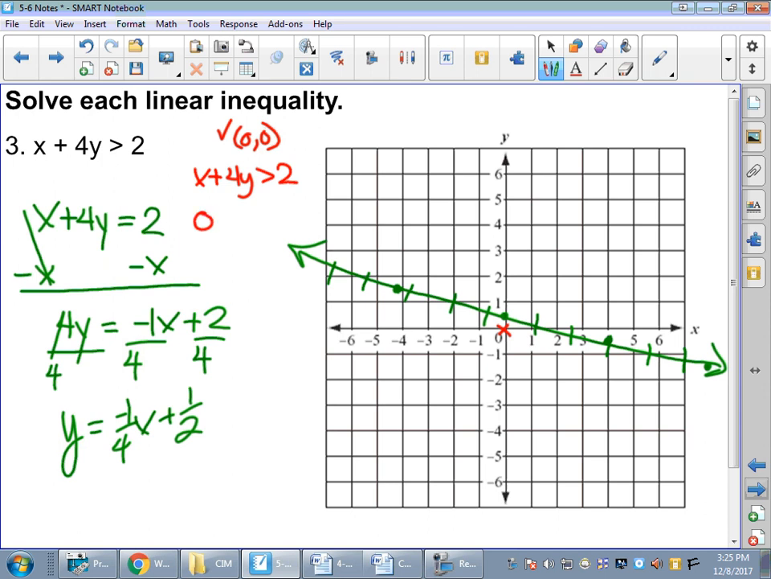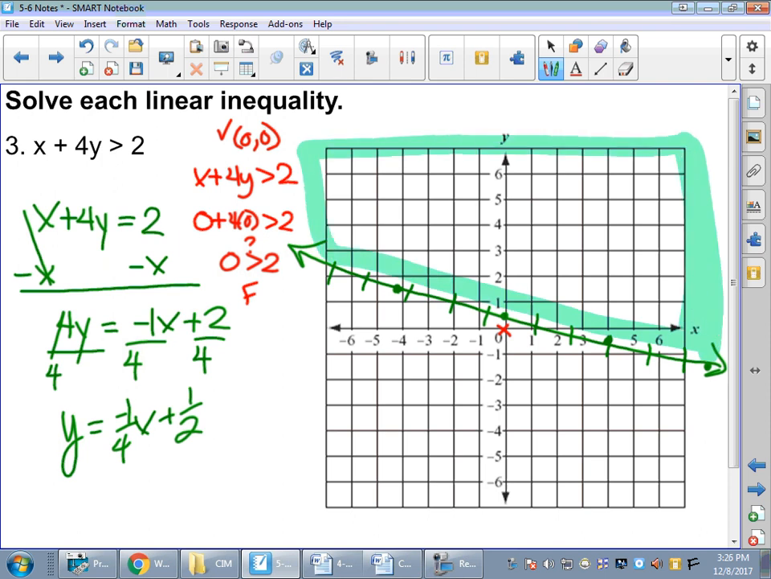I plug in 0 for x. 4 times 0 greater than 2 is 0 greater than 2. And that's a false statement. So I am not going to shade where (0, 0) lies. I'm going to shade above. And so these are my solutions then. If (0, 0) wasn't a solution, that means all of the ordered pairs below are not solutions. I used (0, 0). Somebody else might have used a different ordered pair to figure this out. If you pick an ordered pair above, then it should work, and so we'd still shade above.